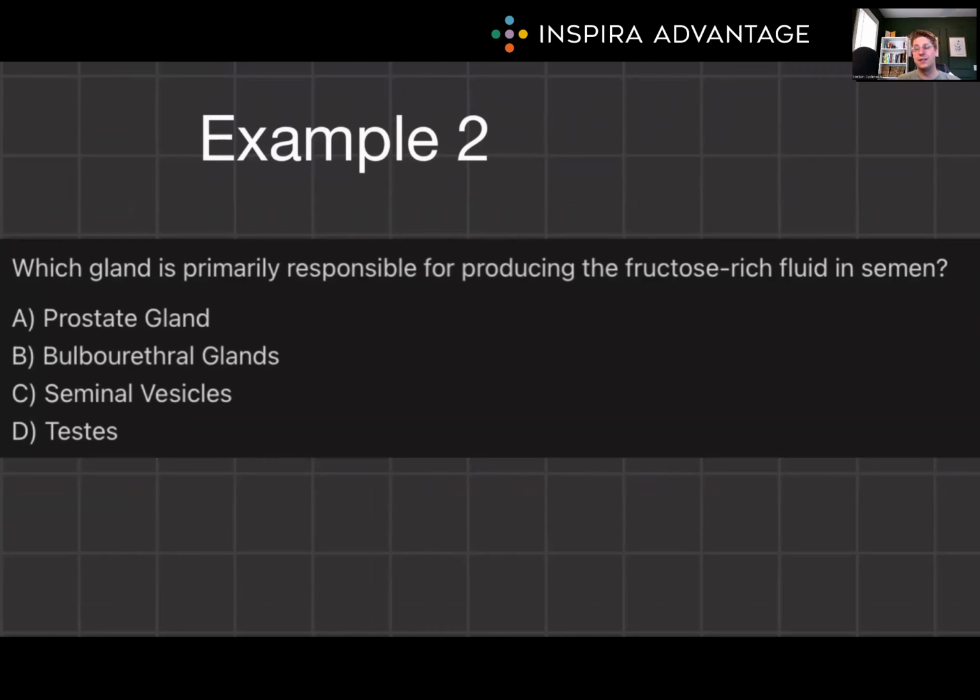Now for our last example problem today. Which gland is primarily responsible for producing the fructose-rich fluid in semen? The prostate gland, the bulbourethral gland, seminal vesicles, or the testes? Again, give this a pause because I'm going to tell you the answer in 3, 2, 1. The answer is C. Seminal vesicles produce the fructose-rich fluid that provides energy for sperm.